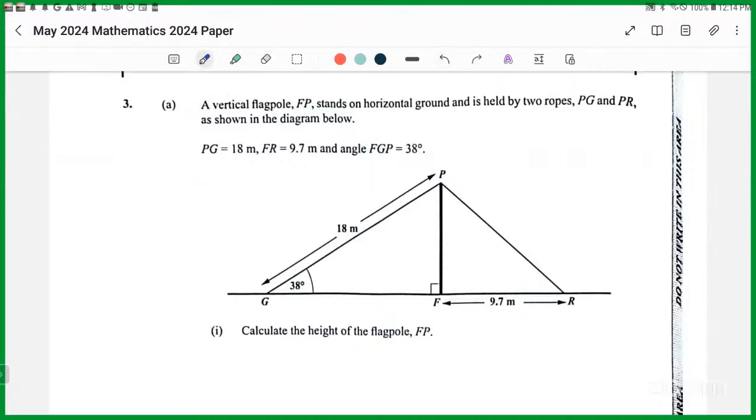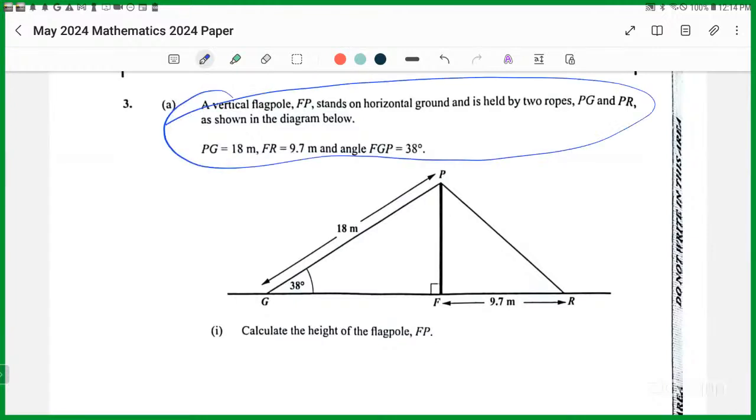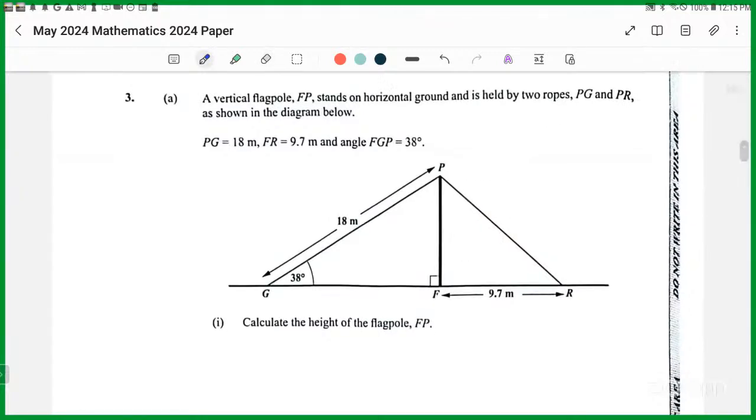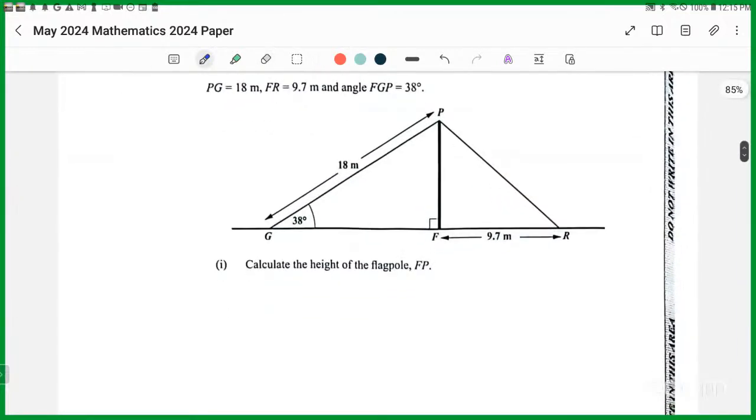So we don't need to come back up here to look for any information. Everything is on the diagram, and that's a good practice to have. You always read the information that they give you and try to put it on the diagram. And if there's anything stated up here that's not on the diagram, you would put it on the diagram so that you just depend on the diagram for your calculation. All right. So this question says you have to calculate the height of the flagpole, this height.